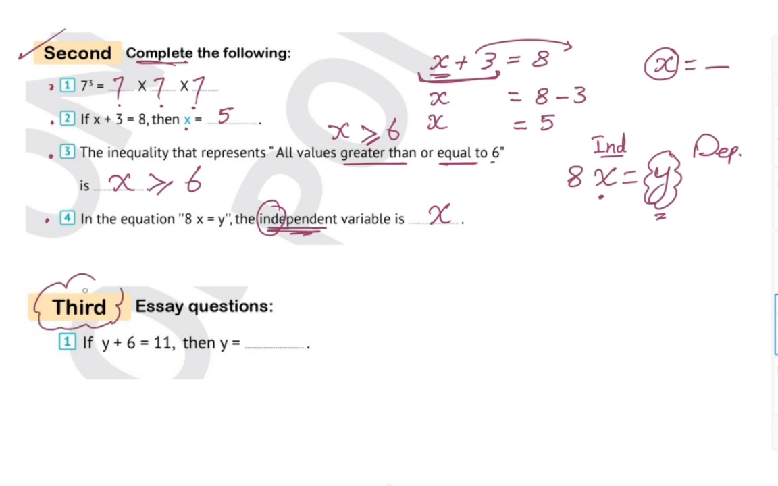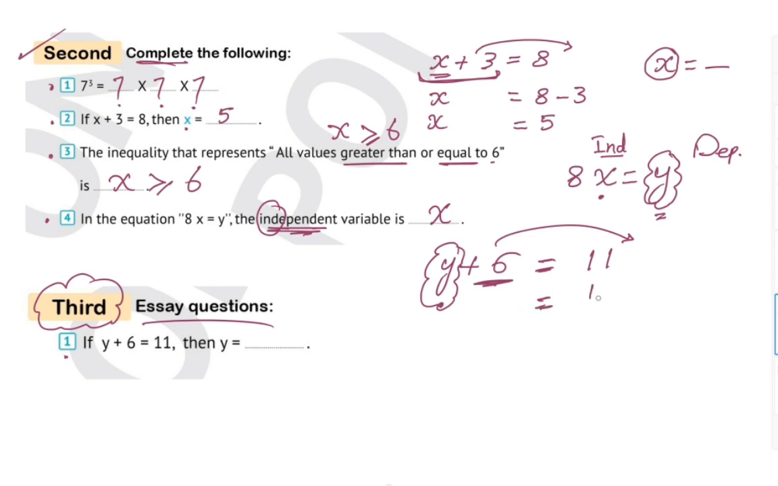Third question. Point 1. If y plus 6 equals 11, then y equals what? Just easy. We have an equation and I need to find the value of y. Y here is with plus 6. So send this 6 to the other side. We have 11 here, and we have y but plus 6, send it to the other side with the opposite sign, negative 6. Now y equals what? 11 minus 6 equals 5.